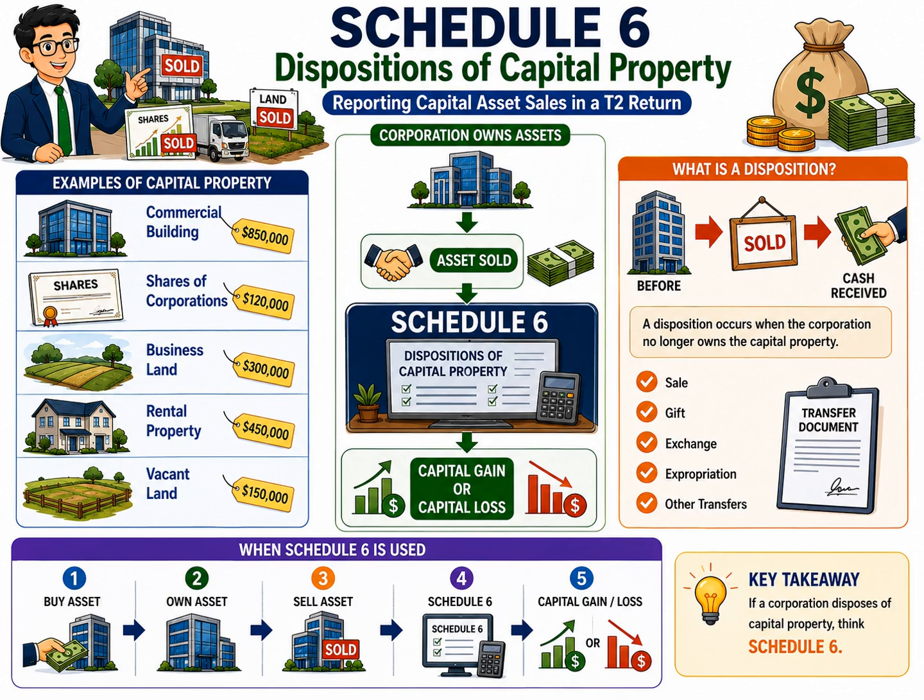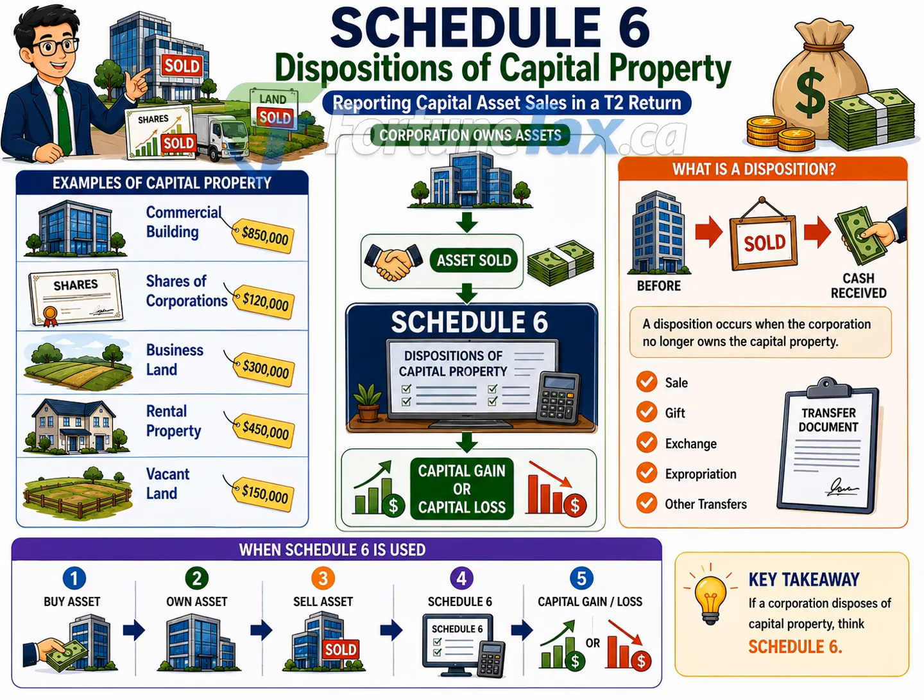The timeline at the bottom summarizes when Schedule 6 becomes relevant. First, the corporation purchases a capital asset. It owns and uses the asset for a period of time. When the asset is eventually sold or otherwise disposed of, Schedule 6 is completed to calculate the resulting capital gain or capital loss for tax purposes.